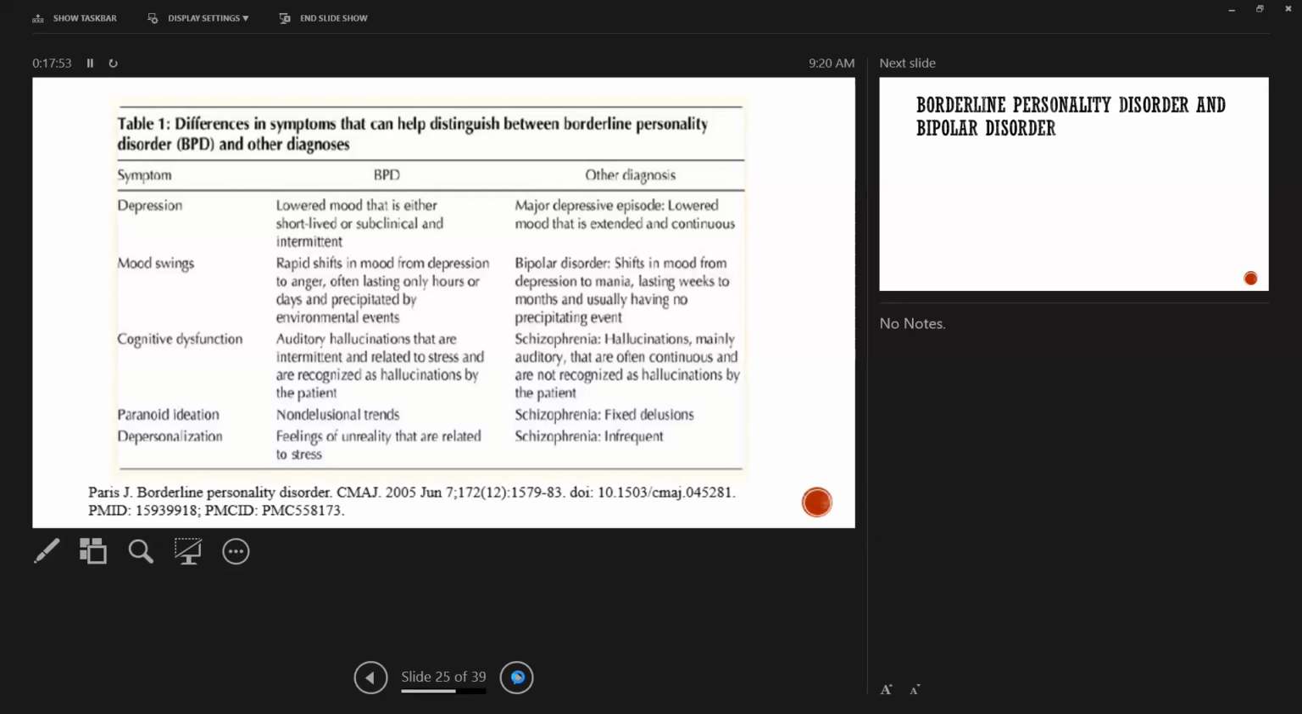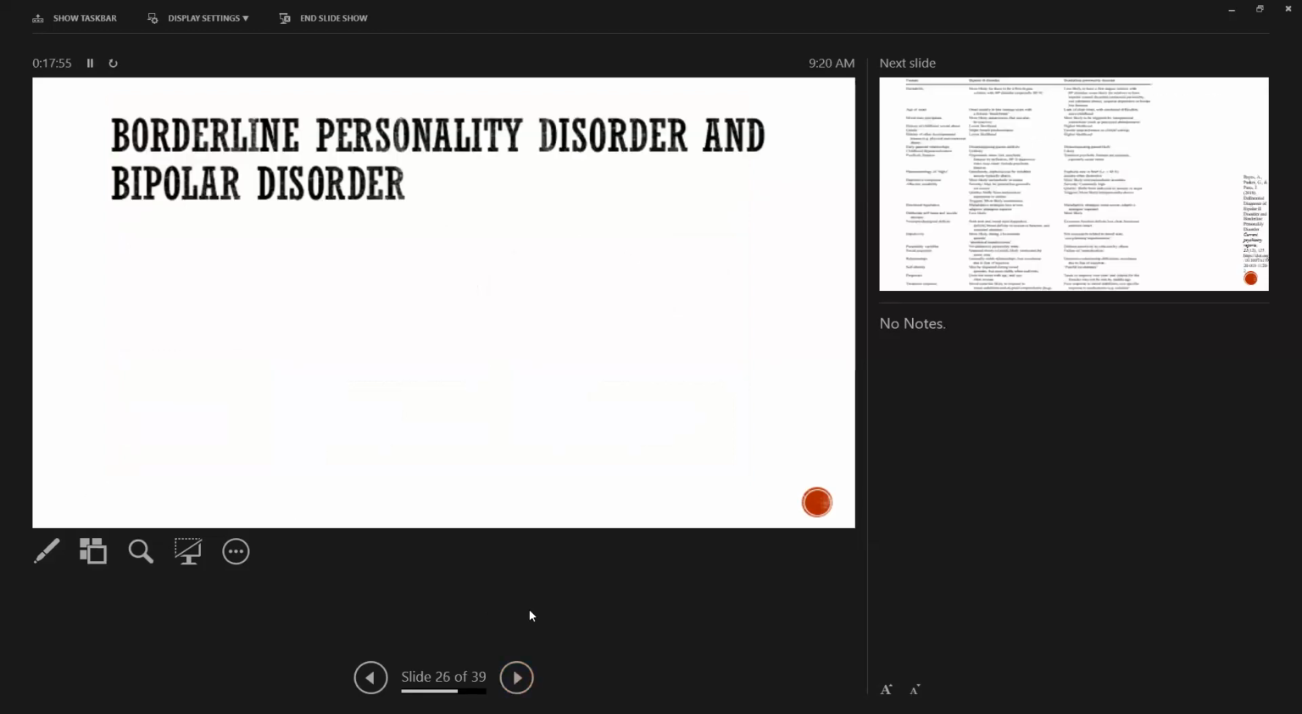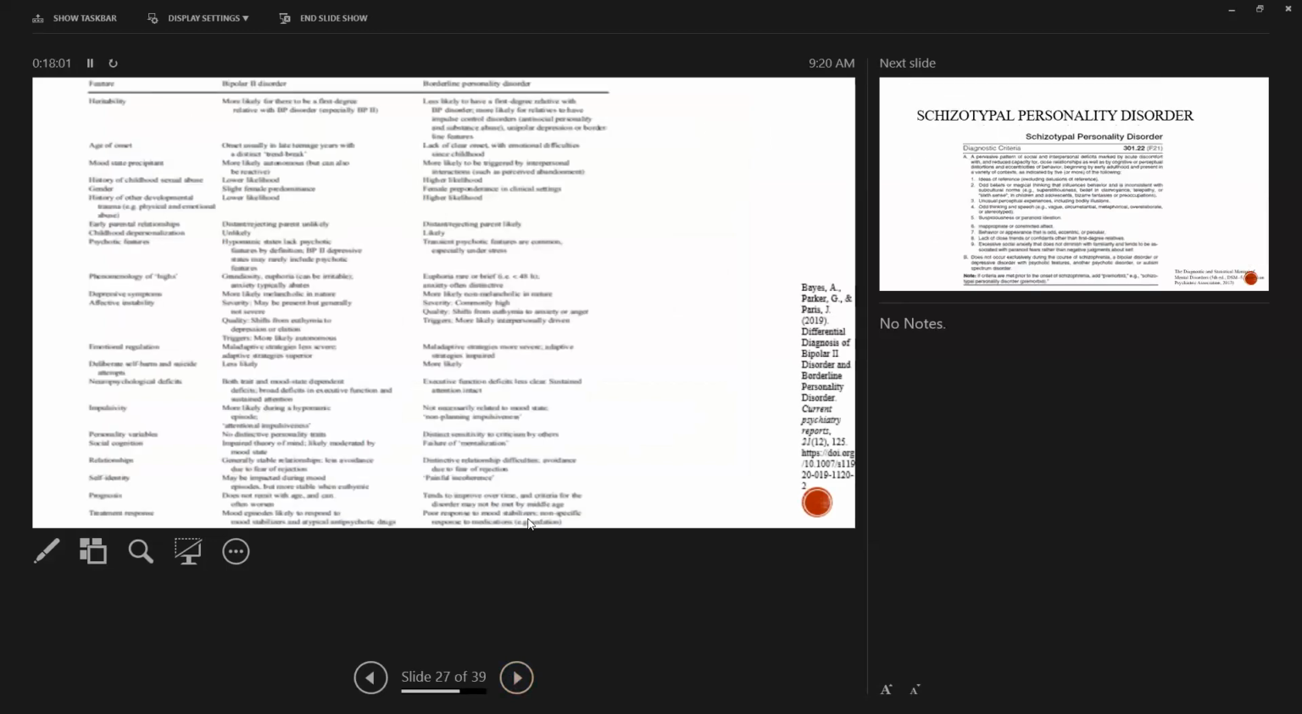Now, the main features which distinguish between bipolar disorder and borderline personality disorder: in bipolar disorder, usually the history of distant or rejecting parents will be unlikely. Any history of childhood abuse or sexual abuse will usually not be present. While in borderline personality disorder, we might get such a history.